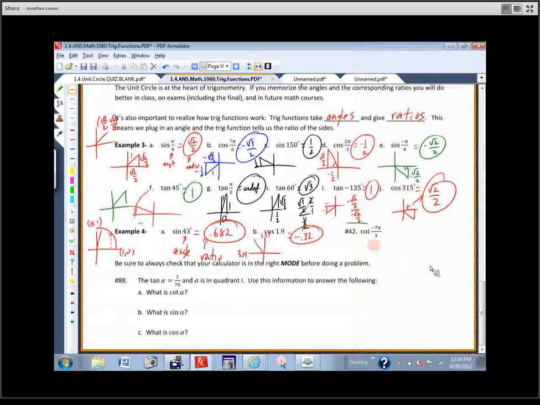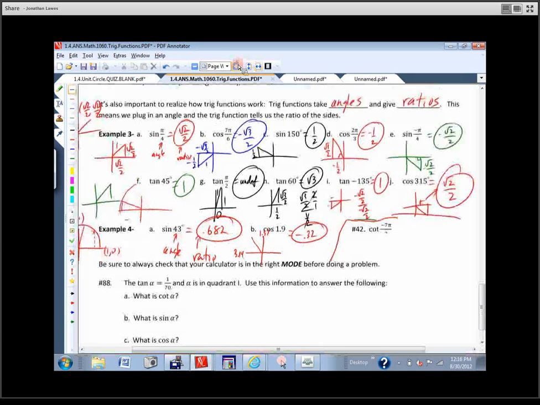All right. And then this one right here, cotangent of 7 pi thirds. Let's take a good look at that. We ought to be able to figure this one out, but it's a little bit challenging. Cotangent of negative 7 pi thirds. So let's think about this for just a second.